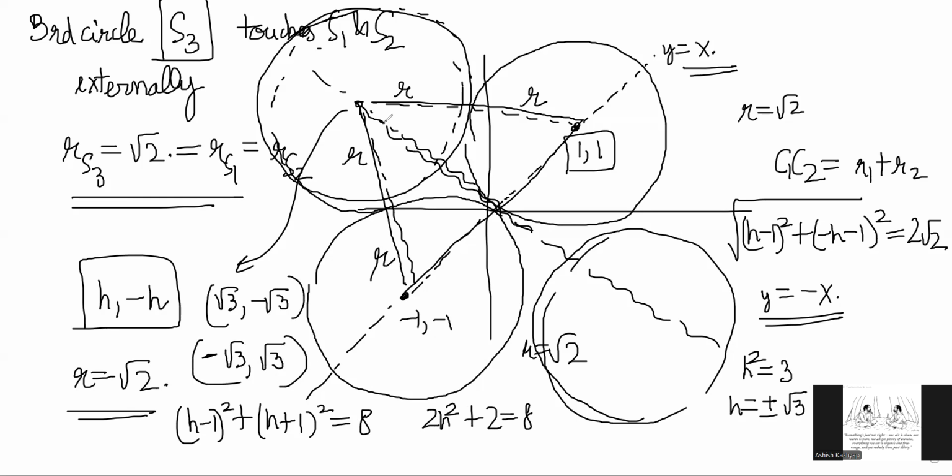And that's why you have two possibilities for S3. Either S3 is here or S3 is here, either in the second quadrant or in the fourth quadrant. And the equation of S3 can also be obtained easily now because we know the center and the radius.